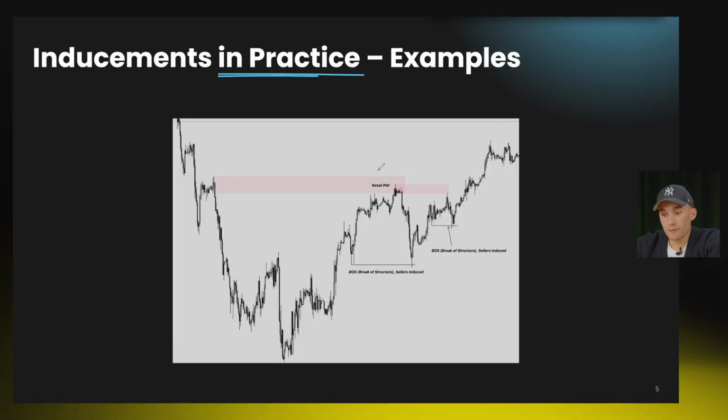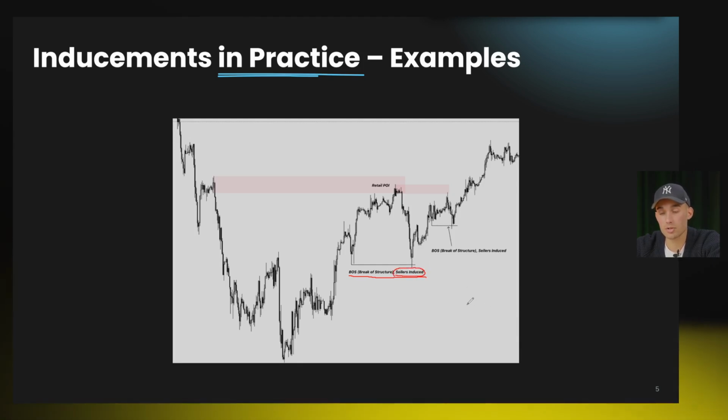Okay, so now on to our first example we have here. So we have a retail POI, which we've covered in previous lessons, okay? The market reacts off it, perfect. To the downside we go, taking out a structural point. Now look what I have marked out for you guys here. BOS, break of structure, sellers induced. This is what I want you guys focusing on, okay?